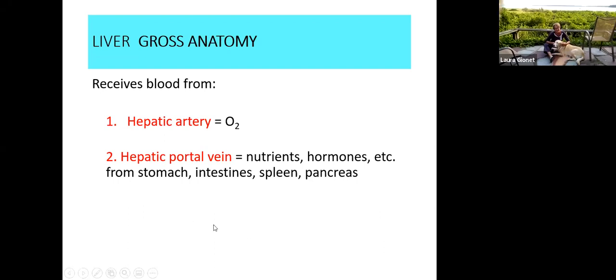The hepatic portal vein, remember, is formed when multiple veins from your digestive organs, your stomach, spleen, pancreas, small intestine, and large intestine, all form into one vein and travel to the liver first. That's what forms a portal system. So the blood supply into the liver is both oxygenated blood and deoxygenated blood, hepatic artery and hepatic portal vein. They're traveling to the liver. Traveling away from the liver are going to be the right and left hepatic ducts.